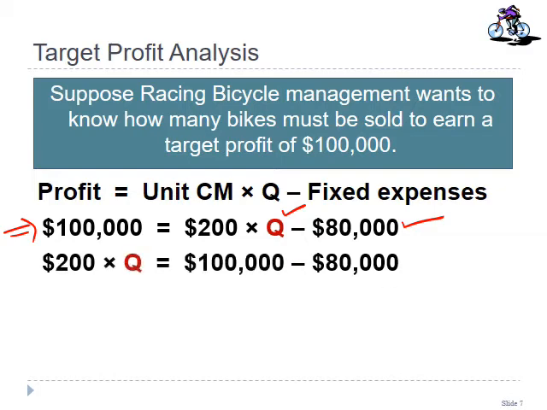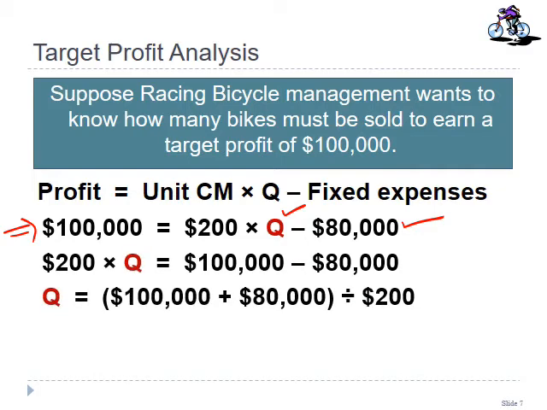What is the answer here? Ta-da! 900 units of bike, right? So in order to earn 100,000 profit, RBC must sell 900 bicycles.